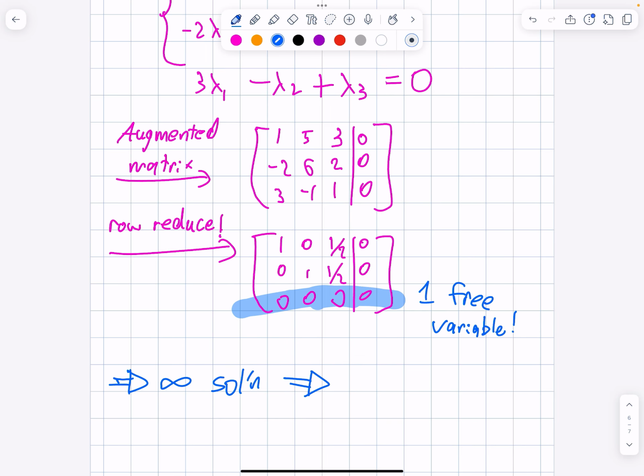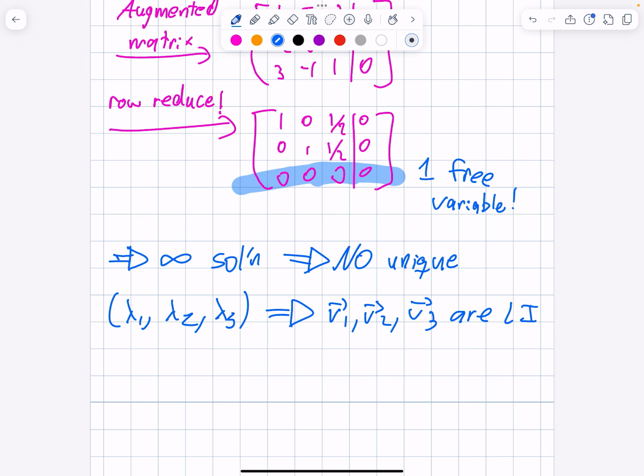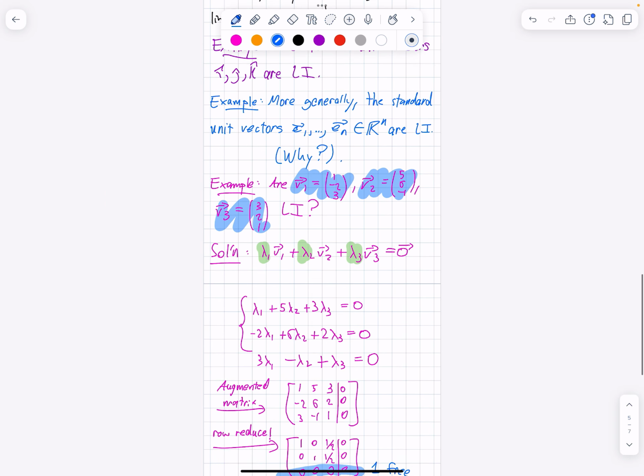implies no unique linear combination, lambda 1 up to lambda 3. Well, let me just, what am I doing? Lambda 1, lambda 2, lambda 3 implies the vectors v1, v2, and v3 are linearly independent. So that's how you do that. That is that example.